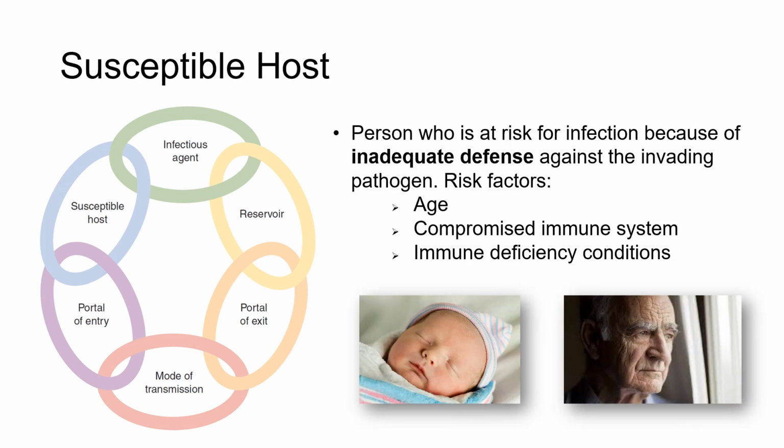Our final link in this chain is a susceptible host. Pathogens can go into a healthy person, and that healthy person will have an immune system to fight it off. A person who has an inadequate defense is at very, very high risk of that pathogen taking over and turning into an infection. So I mentioned age before, the very young, the very old. If you already have a compromised immune system, or maybe you have some type of immune deficiency condition, which you'll learn about later. But again, susceptible hosts, this is the final link in the chain.